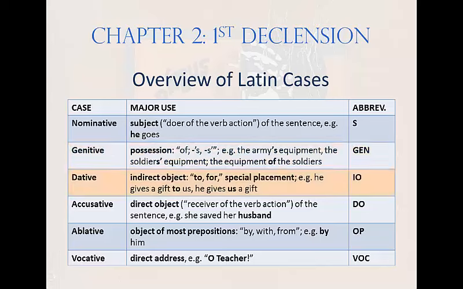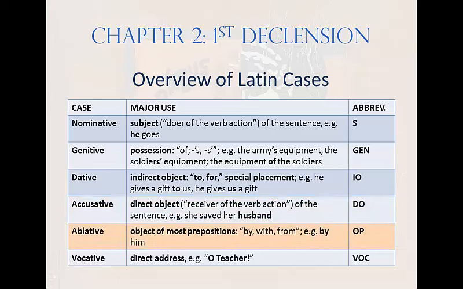The dative case is used to indicate the indirect object of a sentence, and is best represented by the English prepositions to or for, as in he gives a gift to us, or by special placement in the sentence between the verb and the direct object, he gives us a gift. The accusative most often represents the direct object, the receiver of the action of the verb. For example, she saved her husband. Husband is the direct object of the sentence because it is receiving the action of the verb saved.